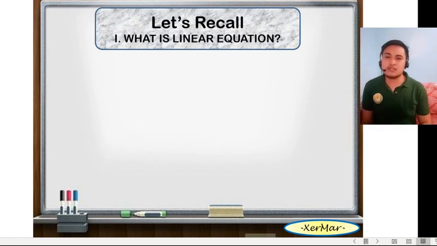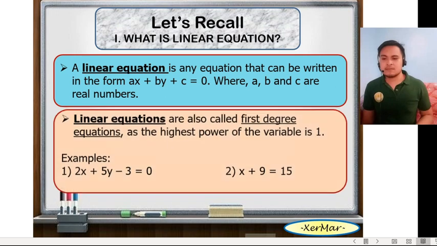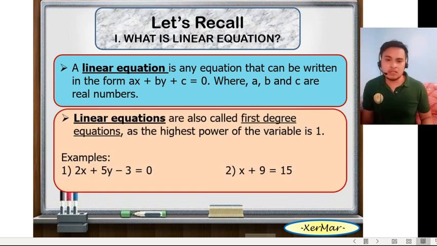So let us try to refresh, no? Okay, so let us give the definition of linear equation. A linear equation is any equation that can be written in the form ax plus by plus c equals 0, where a, b, and c are real numbers. Okay, so the variables there are x and y. Next, linear equations are also called first-degree equations, as the highest power or exponent of the variable is 1. And yung 1 na yun ay hindi natin siyang nakikita or makikita. Invisible siya. No?